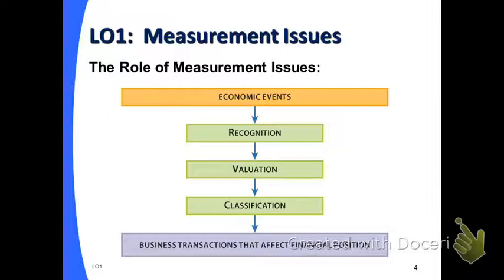To measure a business transaction, an accountant must decide and answer 3 primary questions. The first one, recognition. When did the transaction occur? When should we recognize that this transaction occurred? The second question, what value should be placed on the transaction? And third, how should the components of the transaction be categorized? What should be debited and what should be credited? We're going to look at these in more detail in the slides to come.